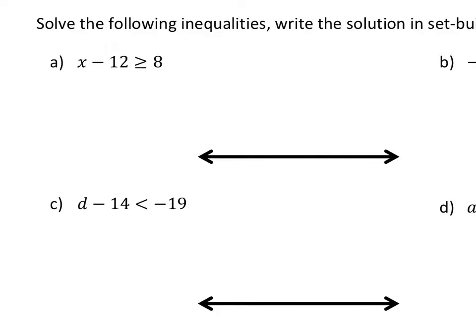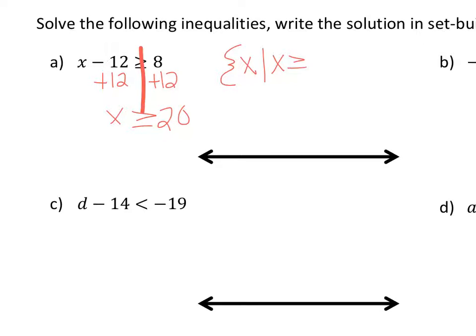So to solve this one-step inequality, we're going to solve it just like an equation. We're going to add 12 to both sides, and we get x, bring down the symbol, is greater than or equal to 20. The way we write that, x such that x is greater than or equal to 20. And make sure you use the curly brackets, not regular brackets or parentheses. They have to be specifically those brackets because those tell us it's a set.